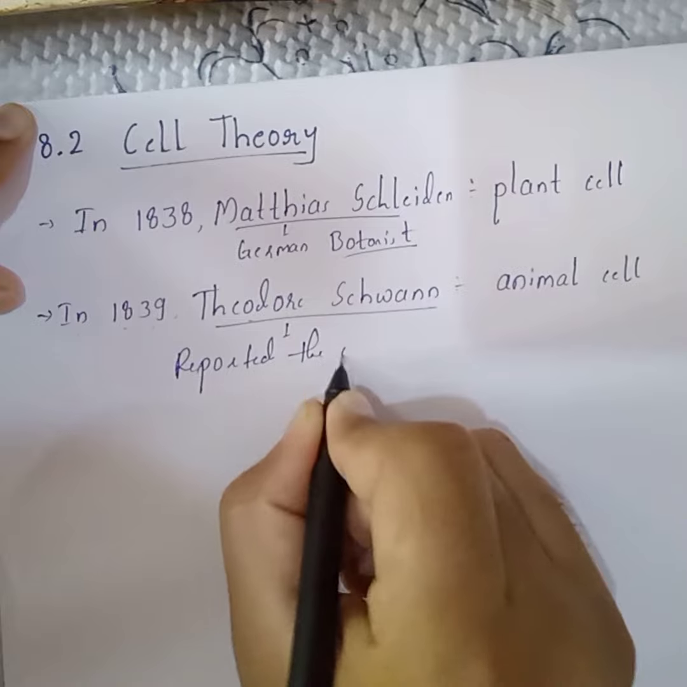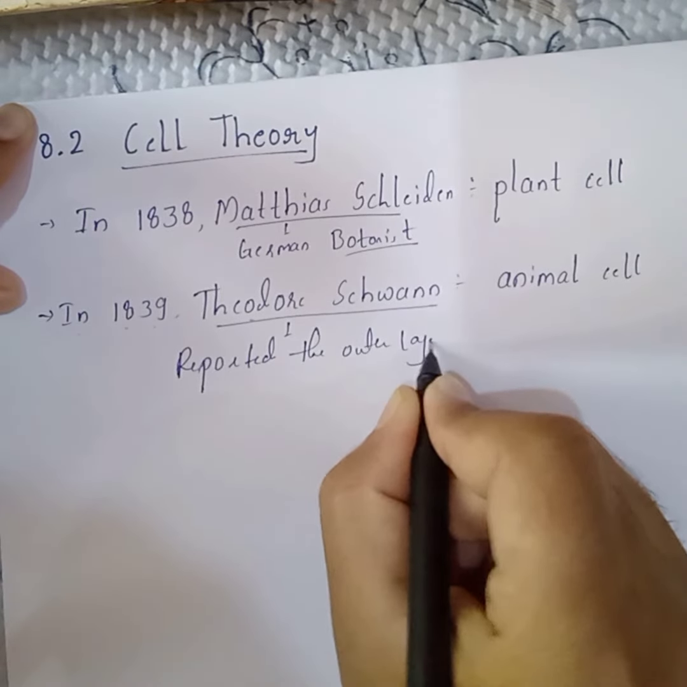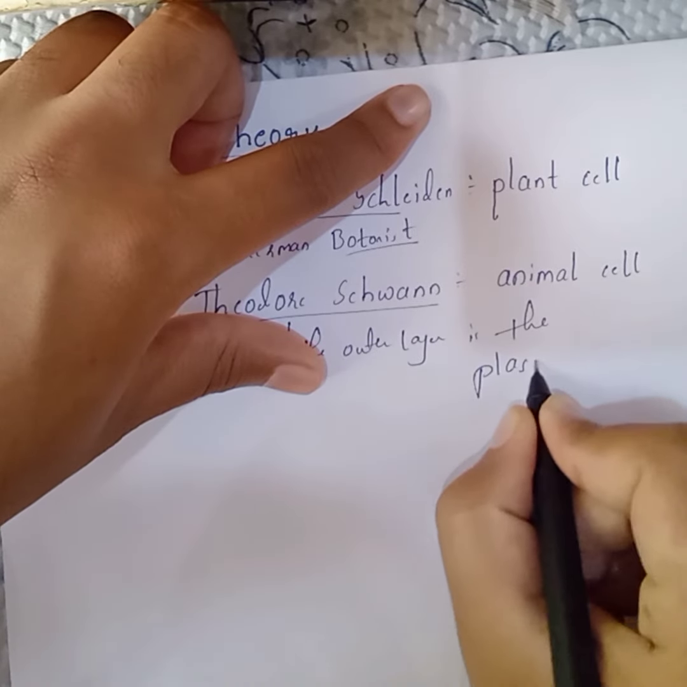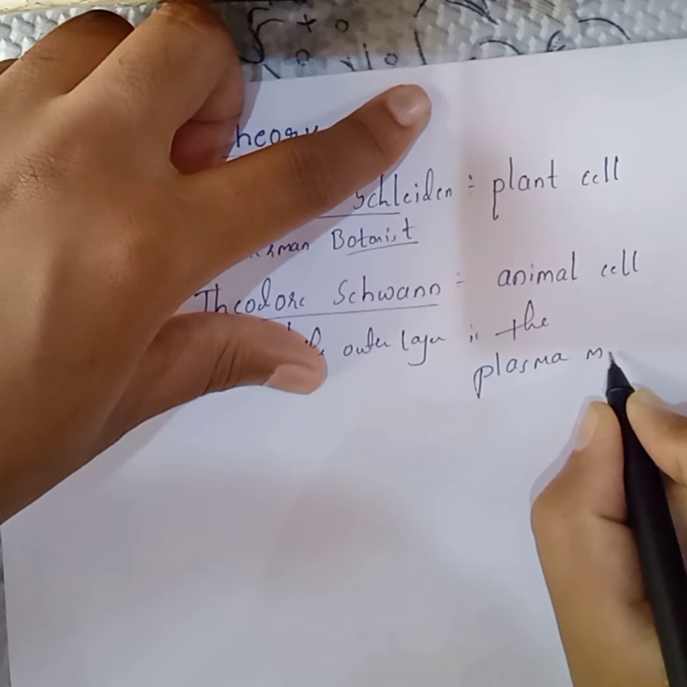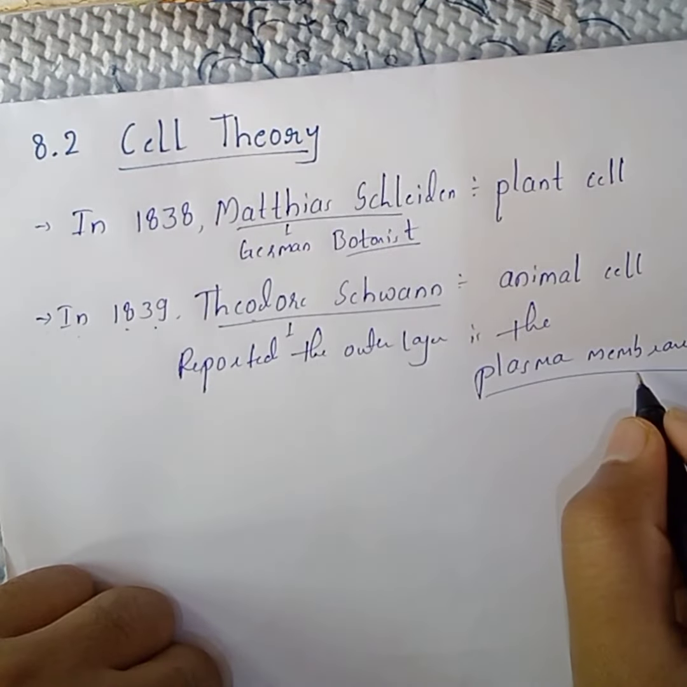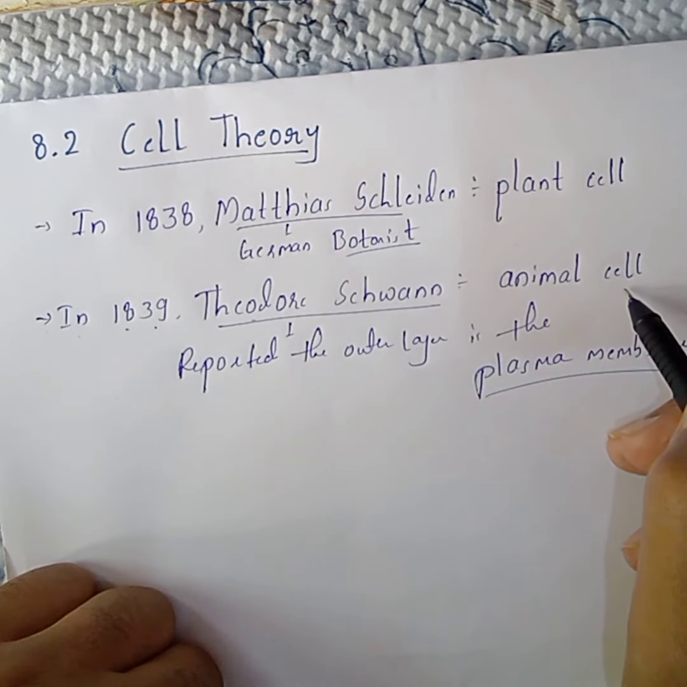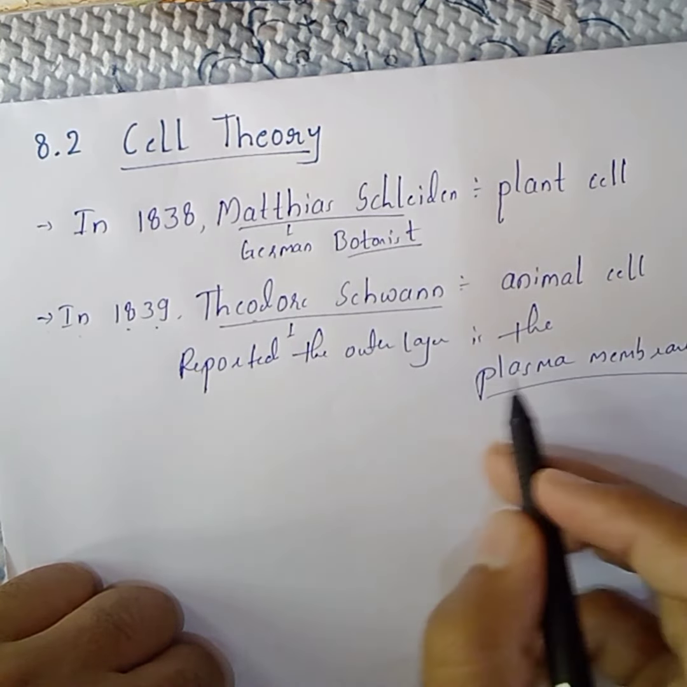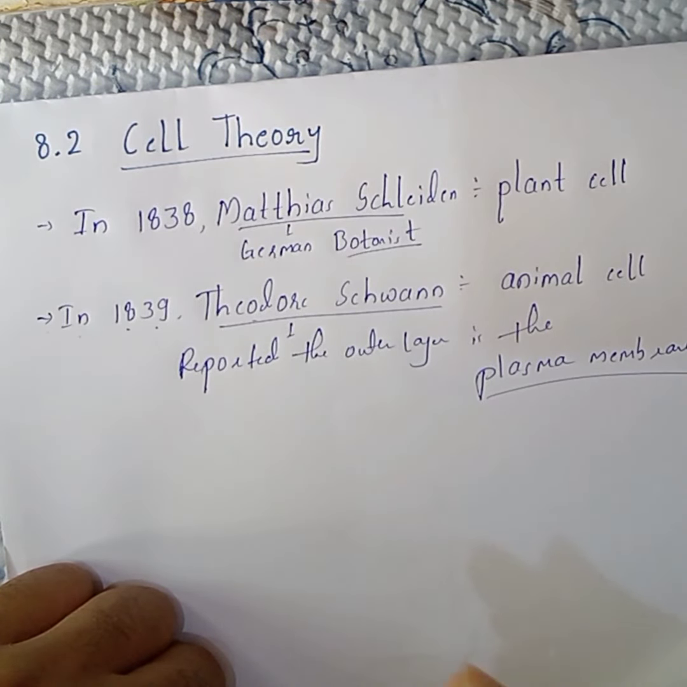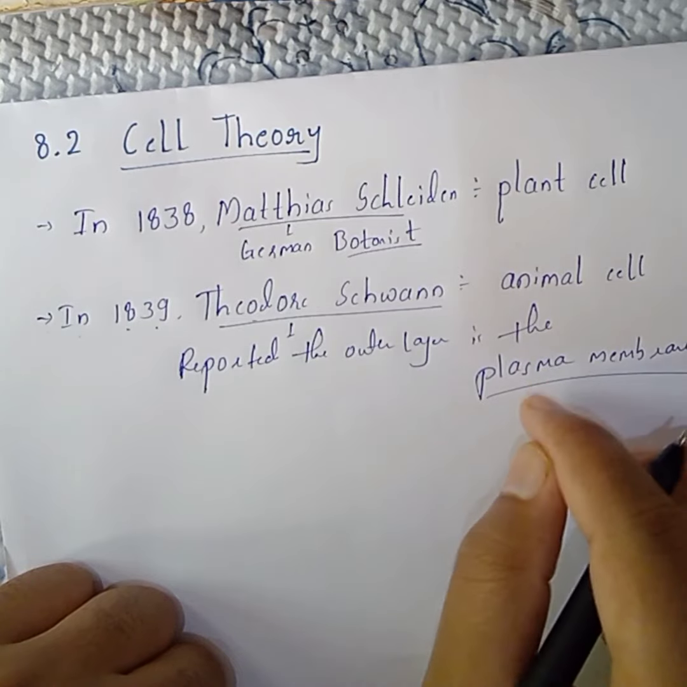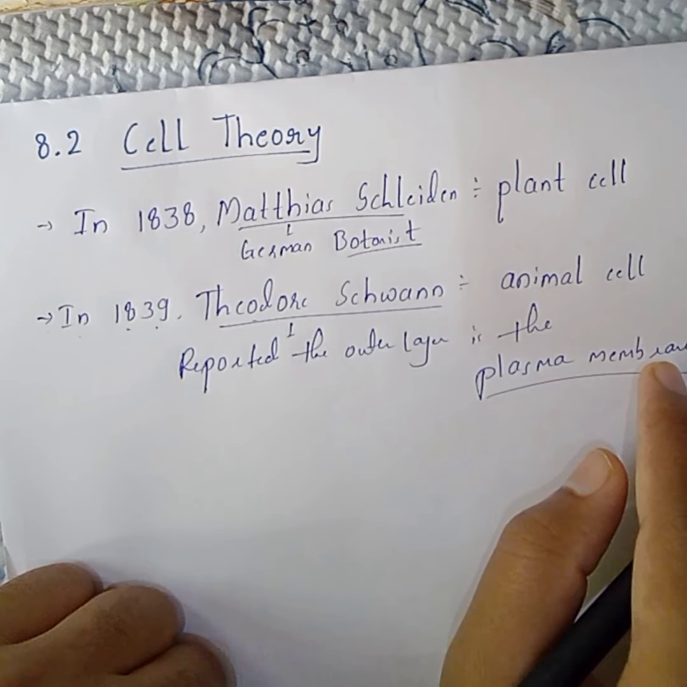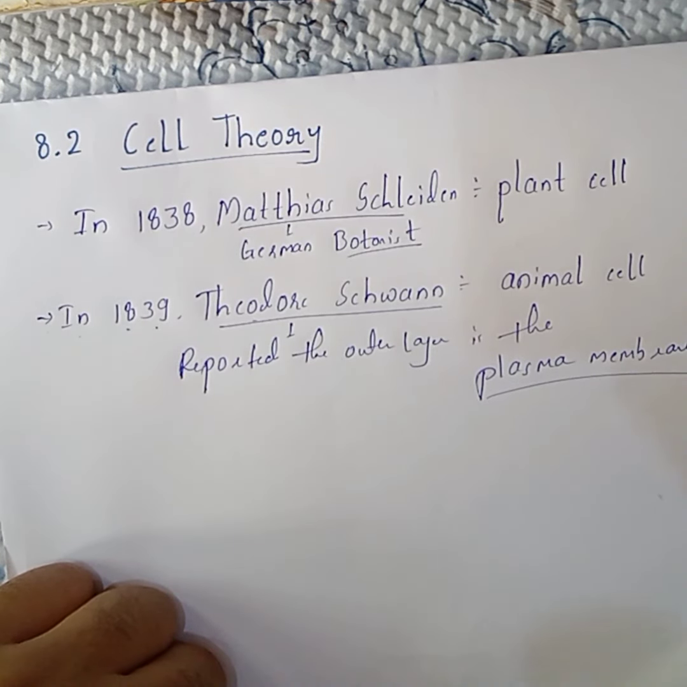He reported that the outer layer is the plasma membrane. Actually, the plasma membrane is present in both cells, the plant cell and the animal cell. And he reported the outer layer. The plant cell has another layer called the cell wall, and in the animal cell he reported only the plasma membrane as the outer layer.